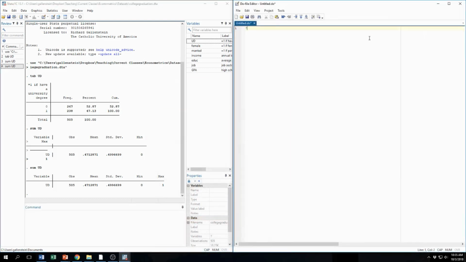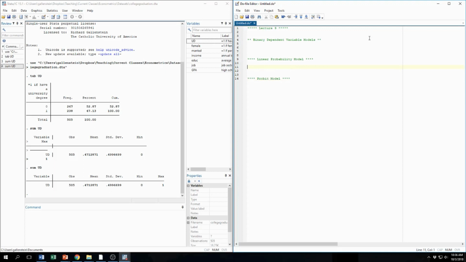All right, so let's illustrate that. This is lecture 9. And what are we doing in lecture 9? We're doing binary dependent variable models. Now we mentioned before that we can do the linear probability model, and we're just going to focus on the probit model. That's much more common.